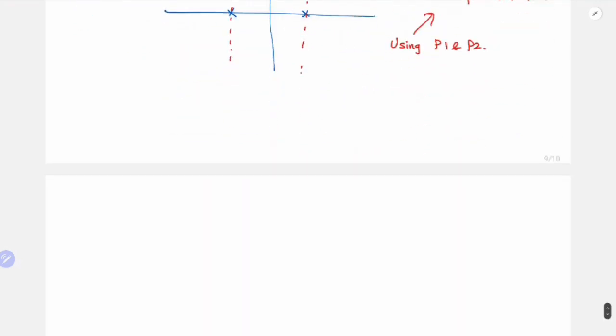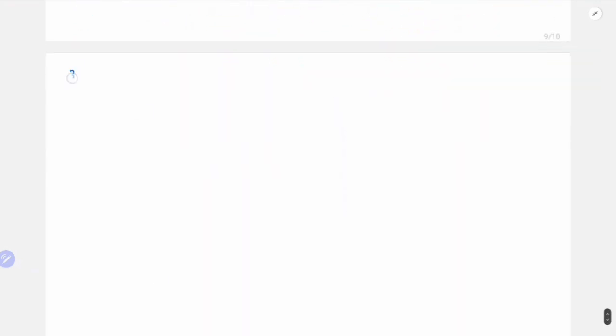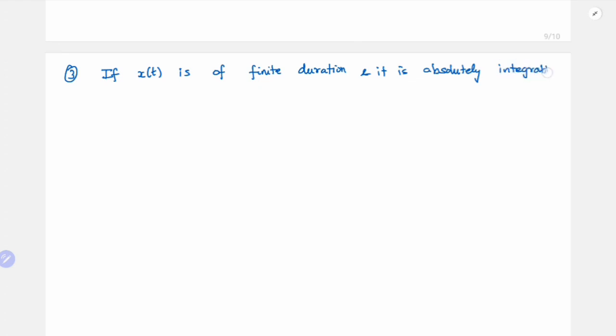Now let us see the third property. If x of t is of finite duration and it is absolutely integrable, then the ROC is the entire S-plane.